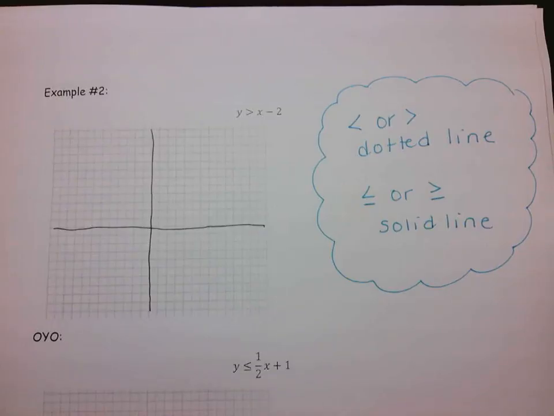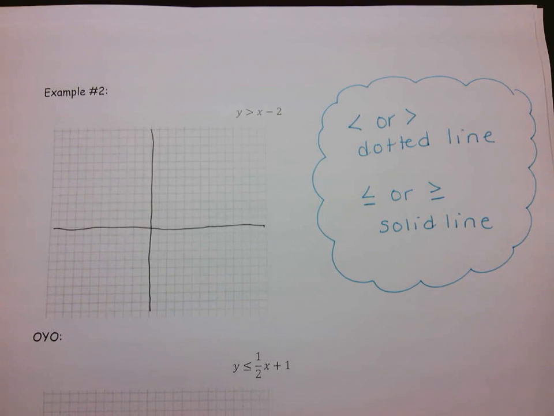Now we're going to talk about how to graph an inequality. Now you should have done this last year in pre-algebra, so this should be review. But let's review. What is the difference between a dotted line and a solid line?